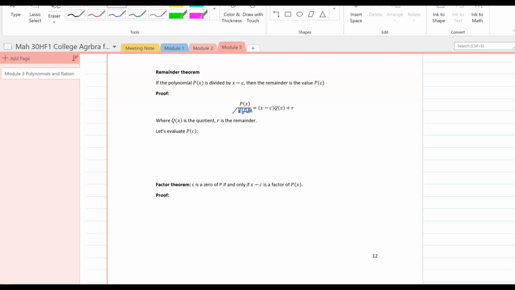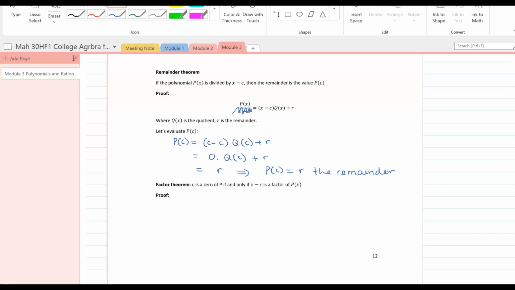And let's say we evaluate p of c to see what we get. So p of c is equal to c minus c times q of c plus r, and this is 0 times q of c plus r. This equals r. So this is telling us that p of c is equal to r, the remainder. So again, the remainder of the quotient is p of c.